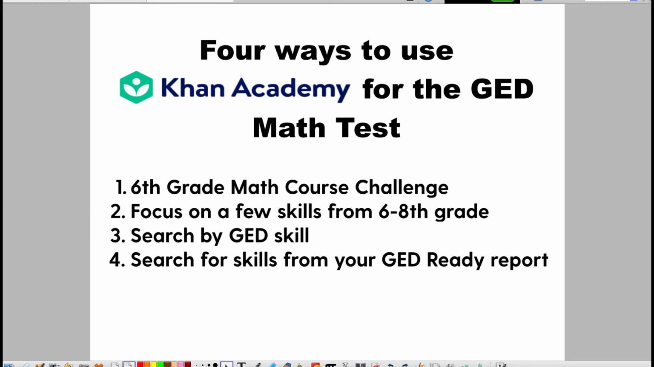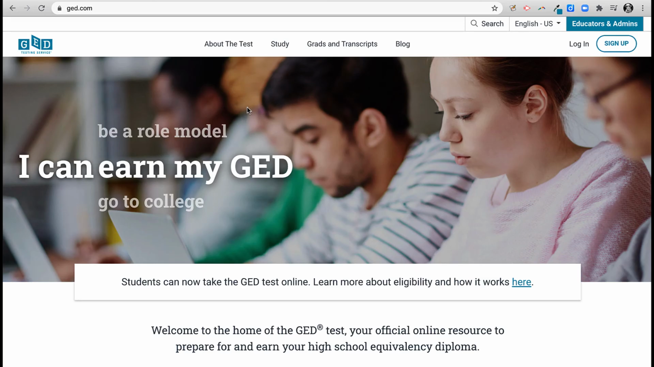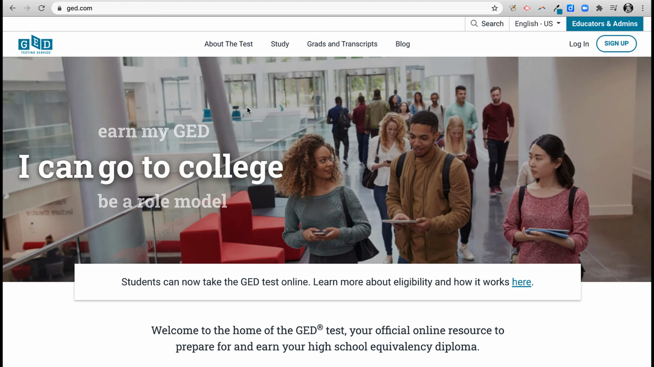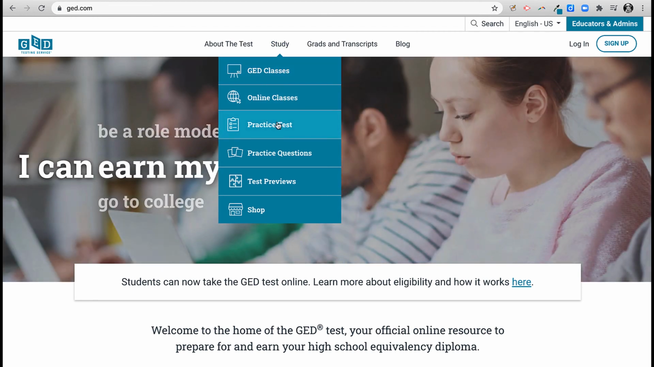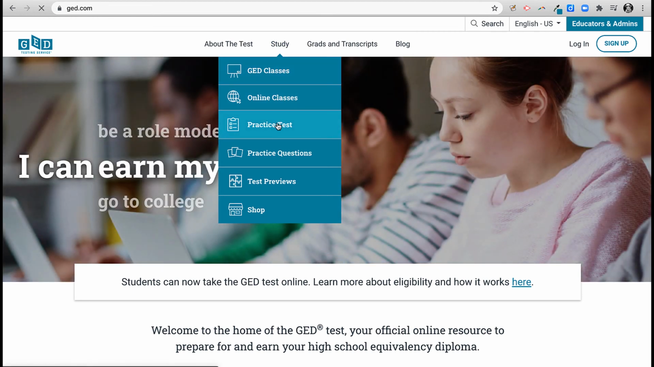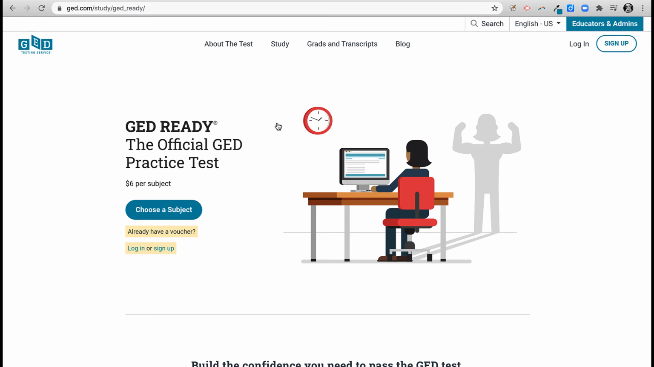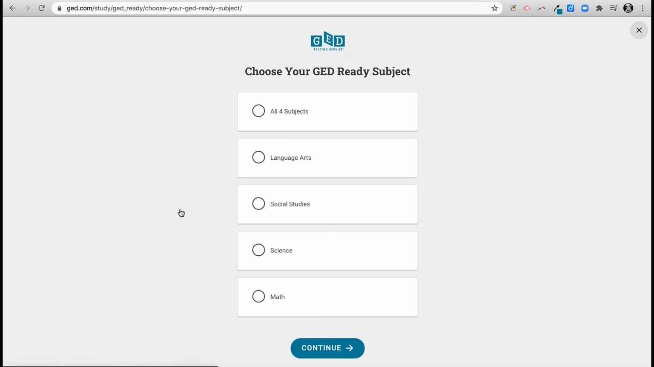The 4th approach is to search for skills in Khan Academy from those that are listed on your GED Ready report. You want to go to GED.com and then go to Study, and then where it says Practice Test. Now, the practice test does cost $6. But you can take them for all subjects, or you can buy 4 of them at once, and I believe you get a little bit of a discount.